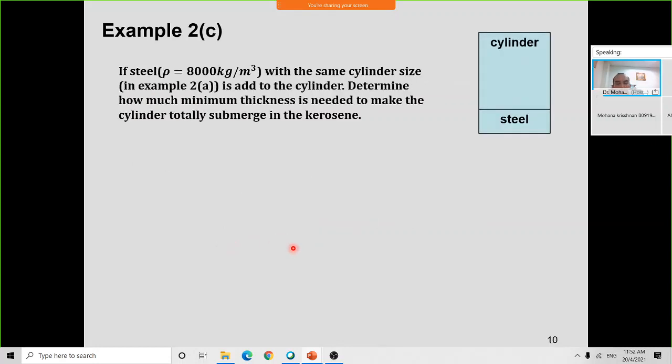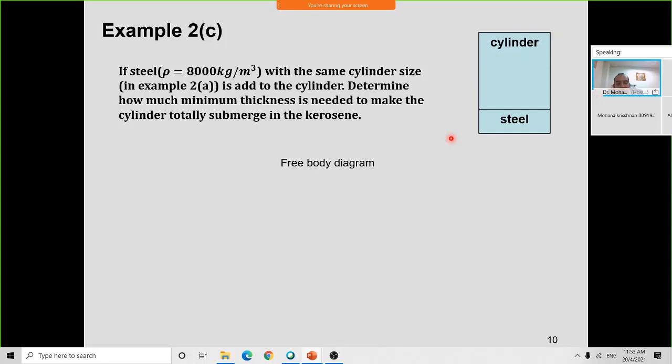Okay, again the same question with some addition. Before, it was just the cylinder. Now, the steel density is still 8000 kilograms per meter cubed, and a steel of the same diameter is attached to the cylinder. Determine the minimum thickness needed to make the cylinder totally submerged in kerosene.